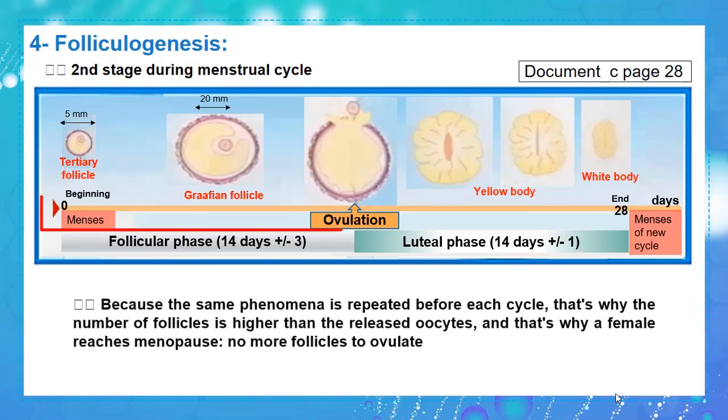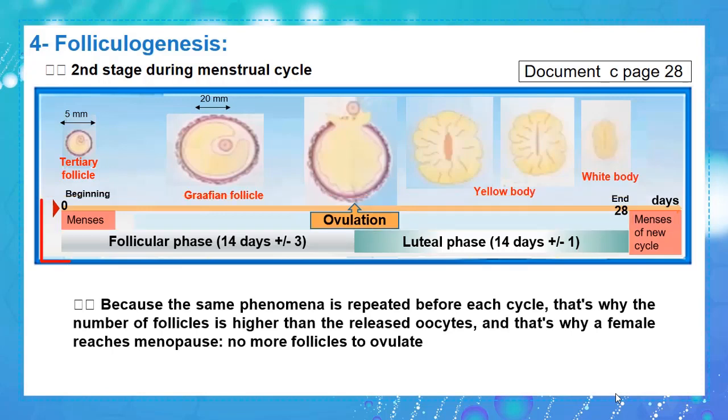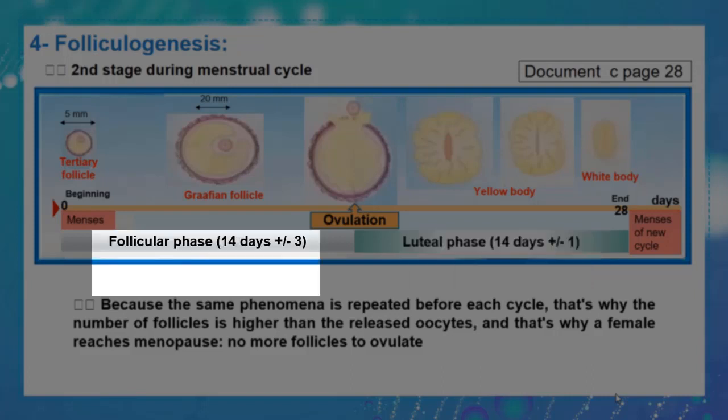The cycle has an average duration of 28 days, where ovulation occurs on day 14. The duration before ovulation is known as the follicular phase because of the presence of a mature follicle in the ovary, while the duration after ovulation is called the luteal phase because of the presence of the luteal body. The duration of the luteal phase is always fixed in a female, 14 days, while that of the follicular phase varies from one female to another.